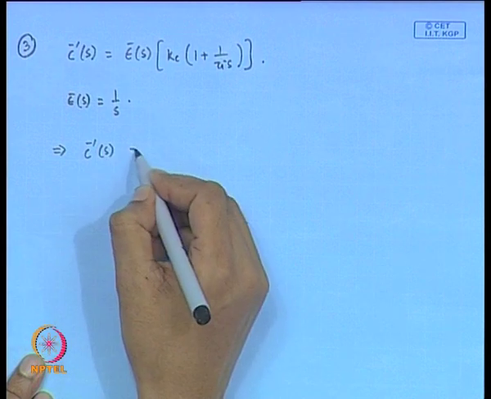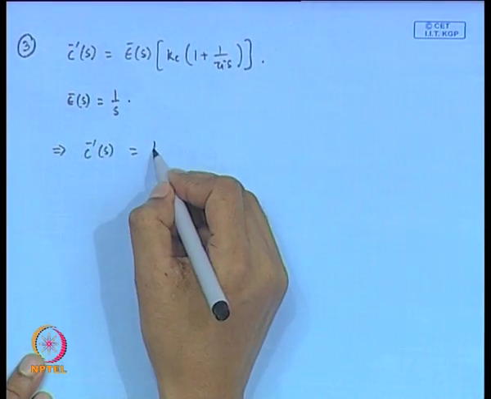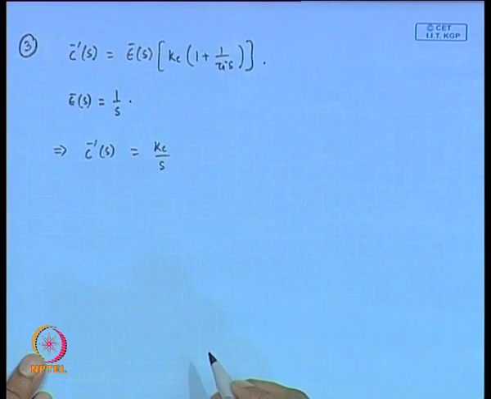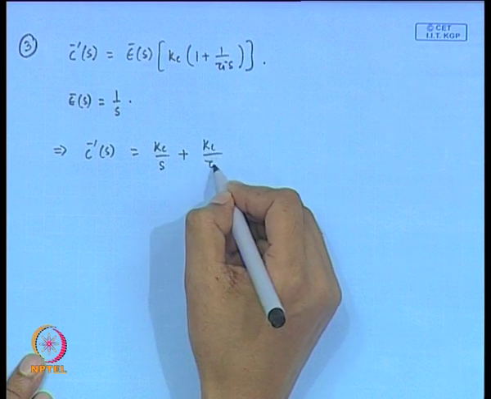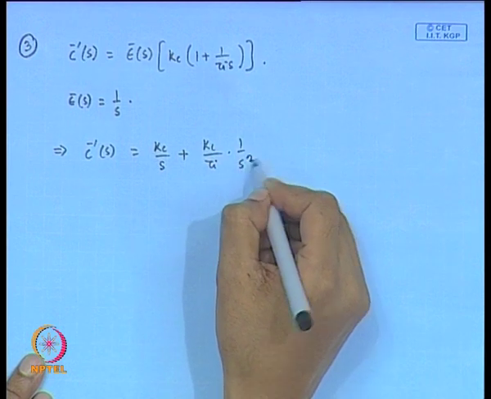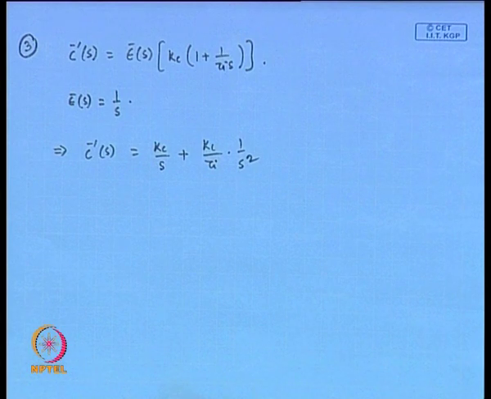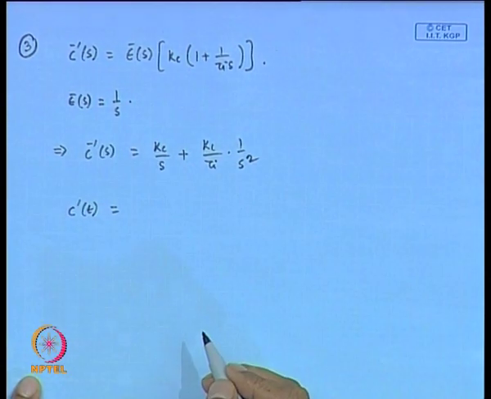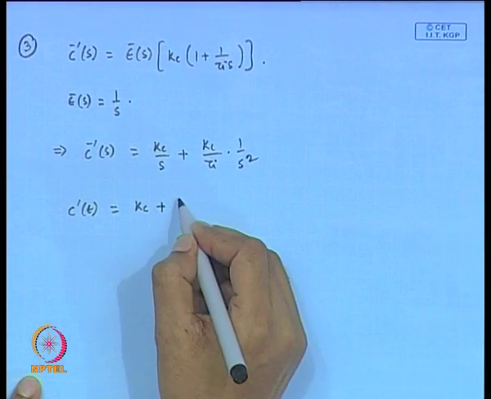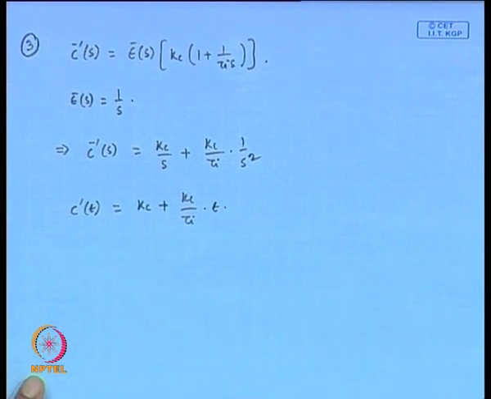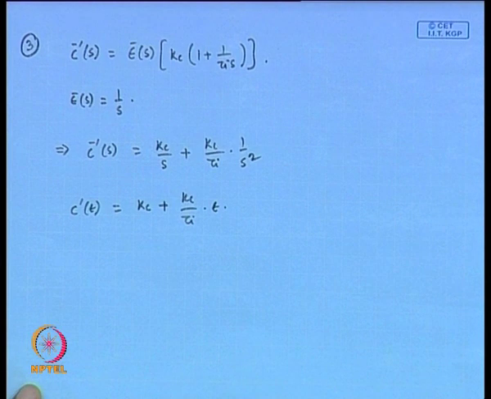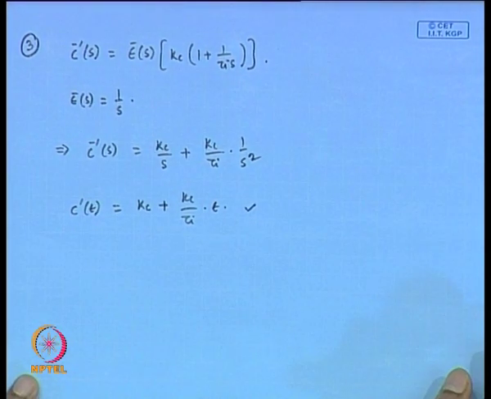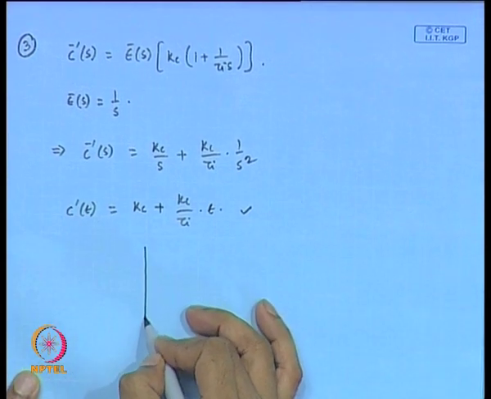Then we obtain C bar prime S equals Kc divided by S plus Kc divided by tau I times 1 by S square. Now, taking the inverse Laplace transform, we obtain finally C prime t equals Kc plus Kc divided by tau I multiplied by t. Now, we will represent this graphically.